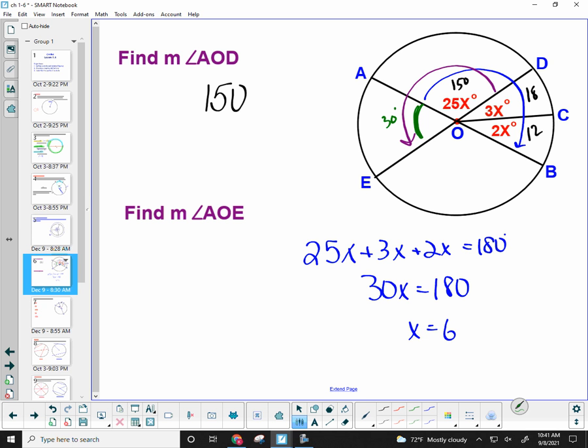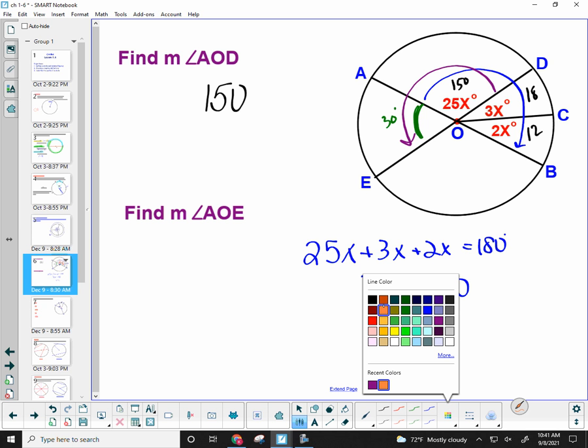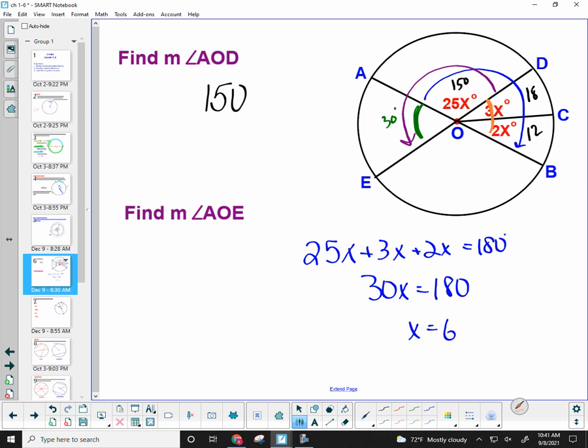Another way I can look at this is these two angles together, my 18 and my 12, that adds up to be 30. They're vertical angles to this angle here. So it's another way to see it. Is that okay? So your answer here should be 30 degrees. Questions on that? All right.